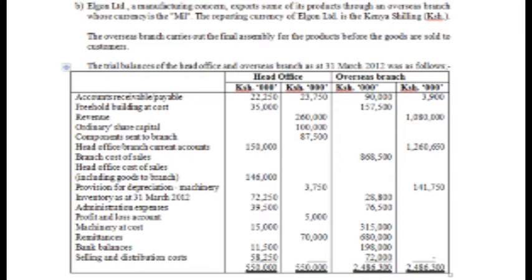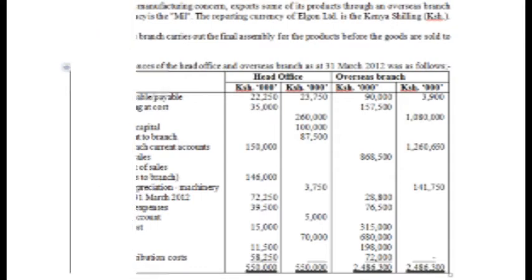We have the provision for depreciation, that's for machinery. We have inventory as of 31st March 2012. We have the administration expenses. We have the profit and loss account. We have machinery at cost. There's remittances, there is bank balance, selling and distribution costs. Friends, remember, the head office is in Kenya shillings, while the overseas is mil, thousands.